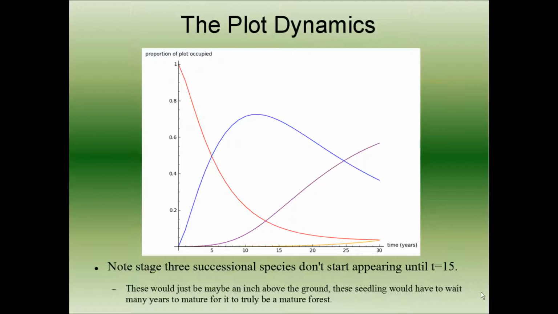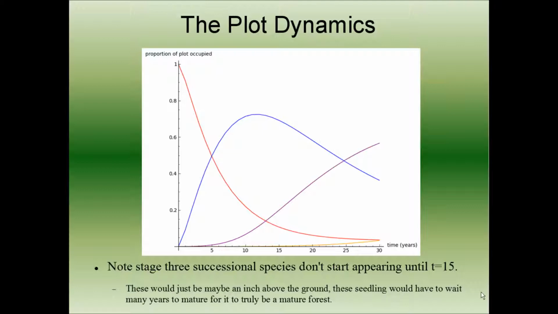So here you'll see the 4 lines, the 4 different stages, the red being the pre-successional, blue being the primary, purple being the secondary, and orange being the tertiary. Now if you look at time equals 0, there are only pre-successional species present, so the initial conditions would be 100% pre-successional species.